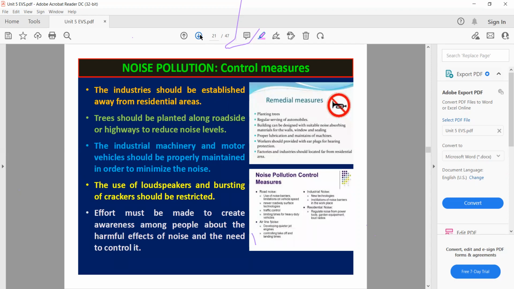Next, what do we have? Control measures. The industries should be established away from residential areas. Trees should be planted along roadsides or highways that absorb noise, that reduce noise. Why does it reduce? Because it is absorbing the sound waves. The industrial machinery and motor vehicles should be properly maintained in order to minimize the noise. The use of loudspeakers and bursting of crackers should be restricted. Right? Effort must be made to create awareness among people about the harmful effects of noise and the need to control it.